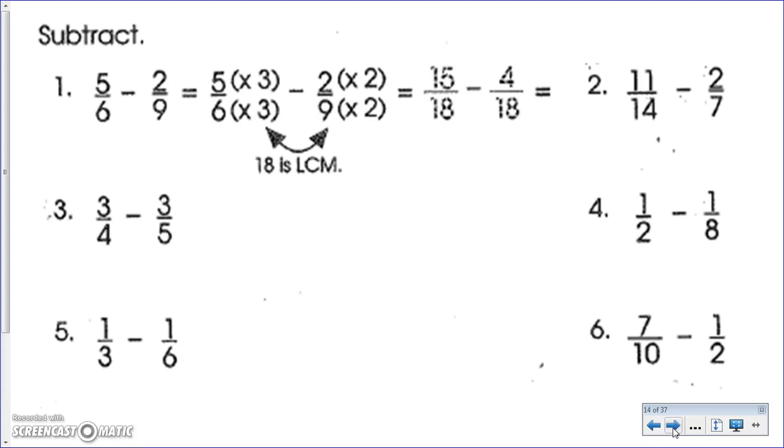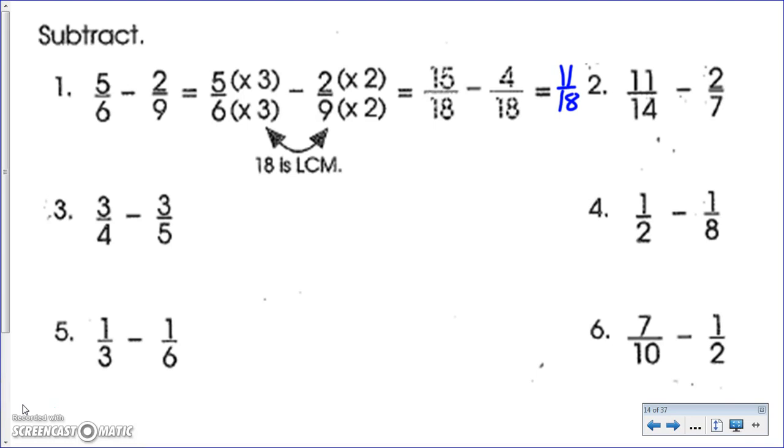For number 1, they've started it already. The least common multiple for 6 and 9 is 18. So 5/6 is multiplying by 3 on the top and the bottom, and gets us 15/18. Then 2/9, they're multiplying by 2 on the numerator and the denominator, gets us 4/18. So now we just have to do the subtracting. 15 minus 4 is 11, so we get 11/18. For number 2, we have 11/14 and 2/7.